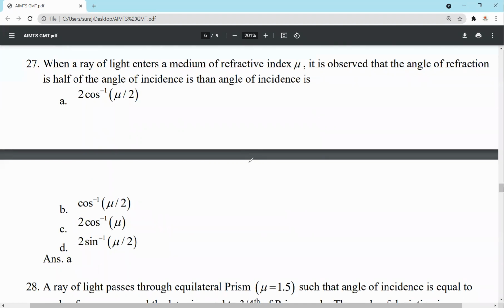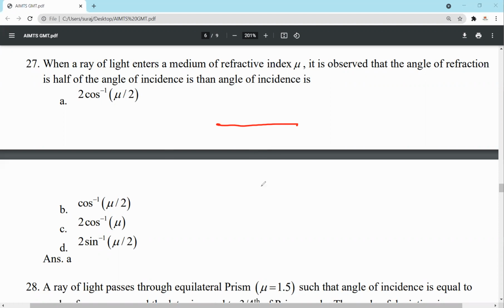When a ray of light enters a medium of refractive index mu, it is observed that the angle of refraction is half of the angle of incidence. Then the angle of incidence is?